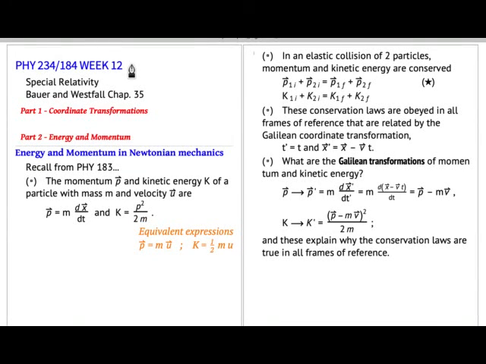Here's part 2 of the screencast for week 12. The subject of week 12 is special relativity. Part 1 of the screencast was on coordinate transformations and the Lorentz transformation, the transformation between the coordinates in different inertial frames. And now this part is on energy and momentum.